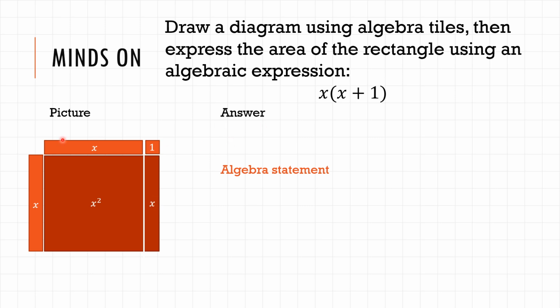So the area of the rectangle is the sum of these two pieces put together. If I add them together, I will get x squared plus x. So in other words, my algebra statement is going to be x times x plus 1 is equal to x squared plus x. The length times the width gave me this area of x squared plus x. This is how we use algebra tiles, and we'll use this in our lesson today.